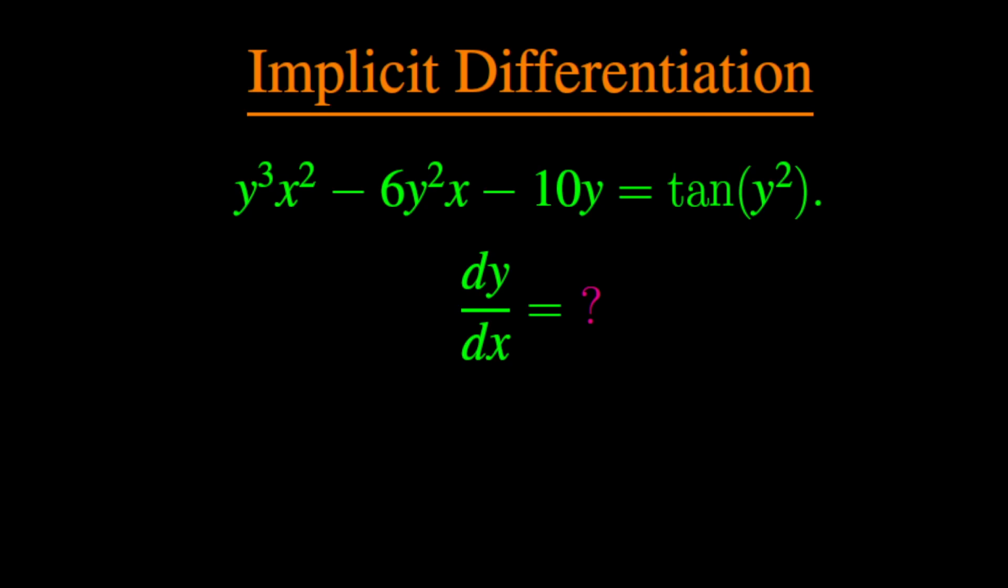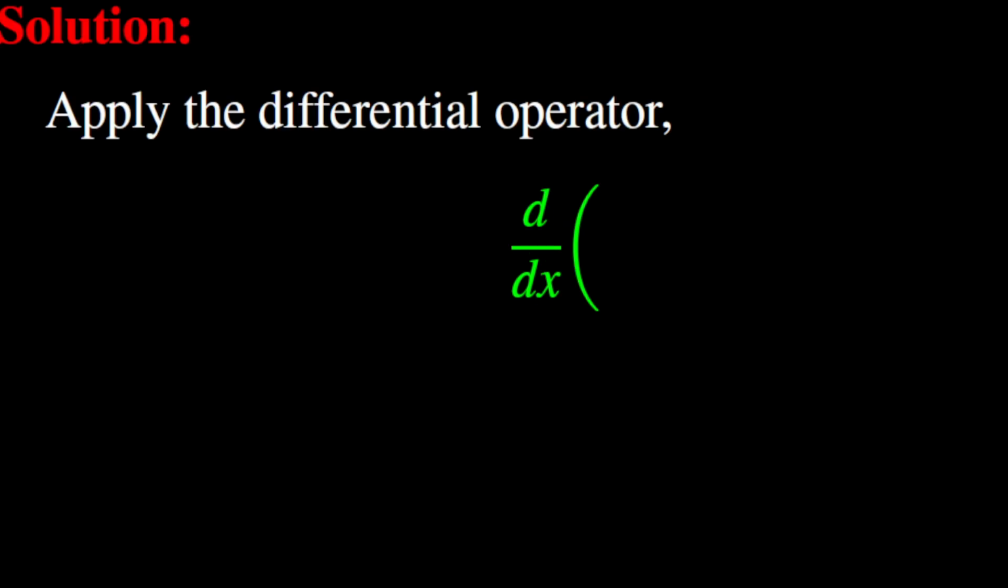In this problem we are asked to find the derivative dy over dx given that the curve y equal to f of x satisfies the equation y cubed x squared minus 6y squared x minus 10y equals tangent of y squared. This implicit equation represents the graph of the function.